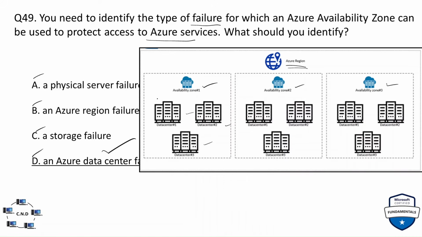So if, God forbid, one data center fails and your resources or your application is replicated across multiple data centers, then the user won't experience any downtime. Your application will still be available from the other data centers. So that is the concept of availability and high availability in Azure.